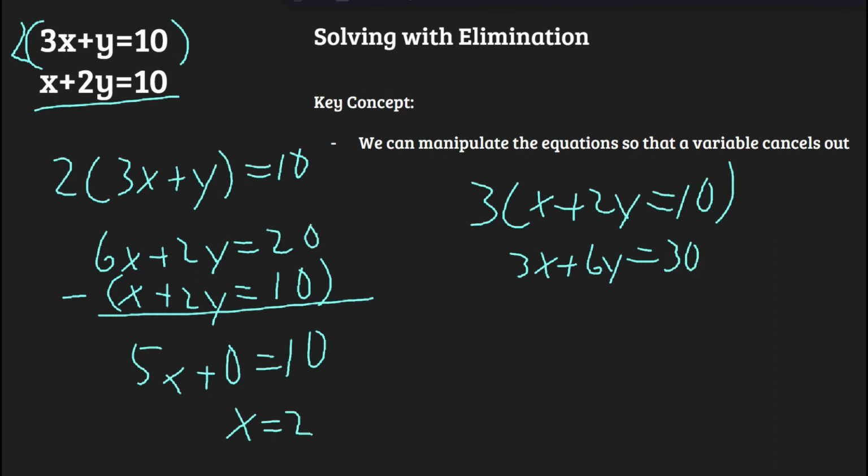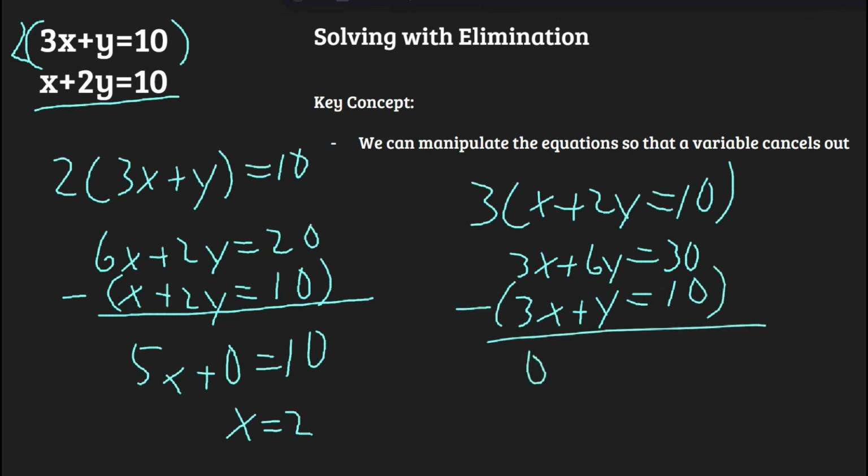And then I'll write that first equation underneath it. This 3x plus y is equal to 10, and then we'll do some subtraction. So 3x minus 3x is just going to be 0. 6y minus y, that's just going to be plus 5y. 30 minus 10, that's just going to be equal to 20. Divide both sides by 5 here, I get y is equal to 4. So I get 2 and 4.